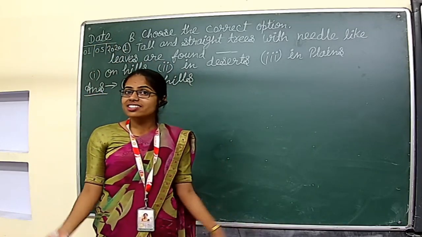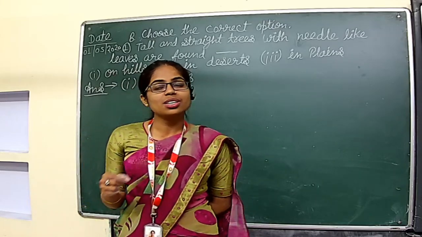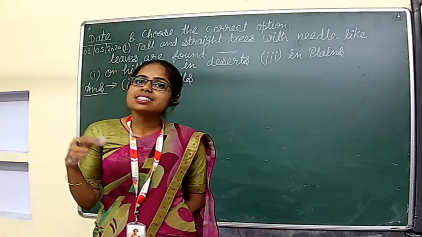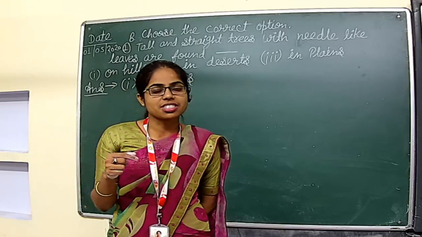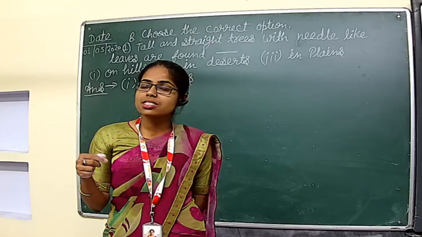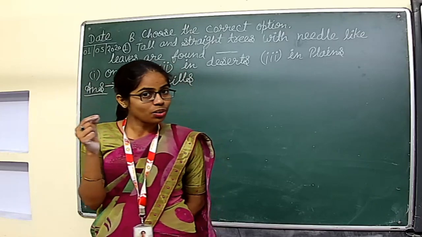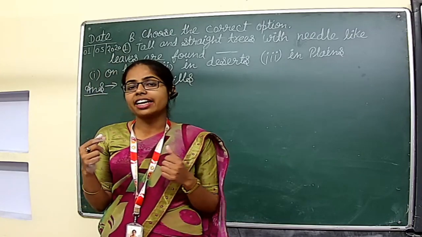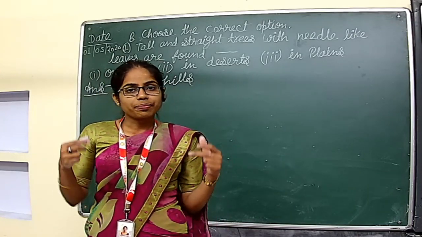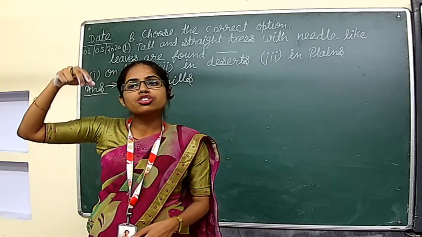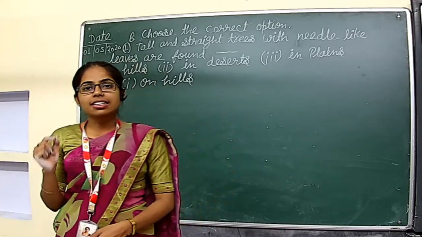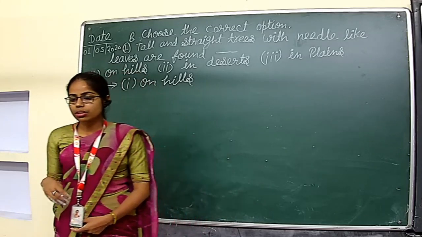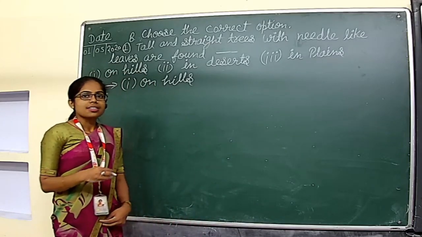Why are they tall and straight? Let's recall this also. So that snow can easily slide off their branches. Because on hills and mountains mostly snowfall occurs, no? So if they are tall and straight and their leaves are like needles, then when snowfall occurs, that snow can easily slide off their branches. Okay. Now we will move to the second question.